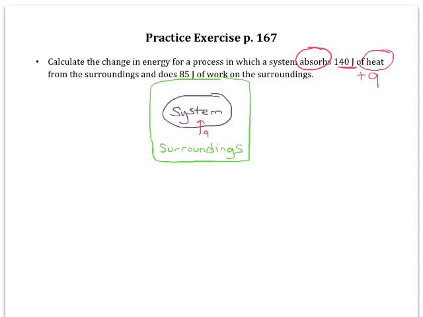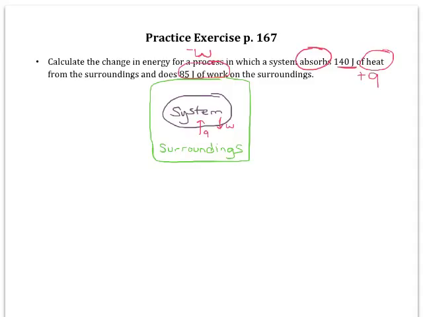Next thing we know is that it is doing 85 joules of work on the surroundings. Work is going to be abbreviated with the letter W, and in this case it is doing work. So doing work on the surroundings means that W is going from the system into the surroundings, and that's going to give us a negative sign for work because the system is doing work on the surroundings.